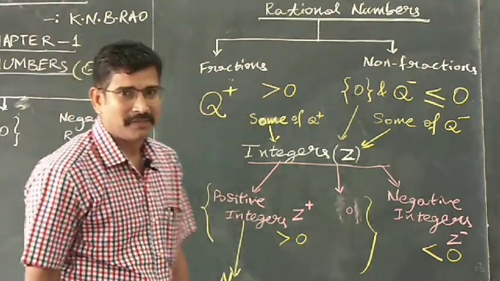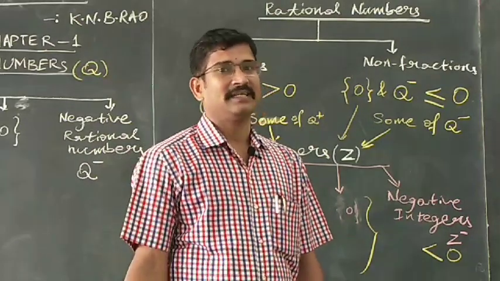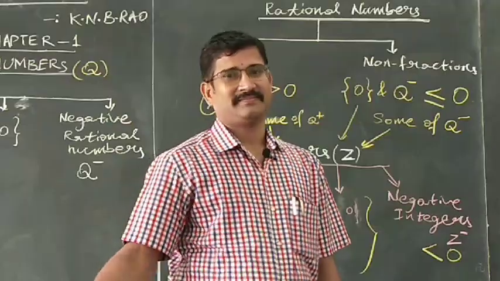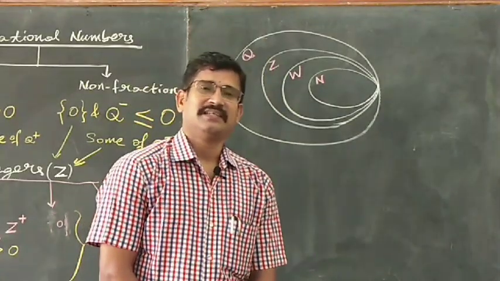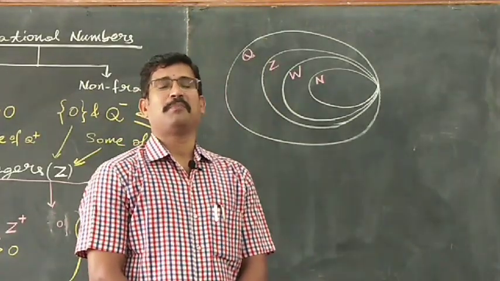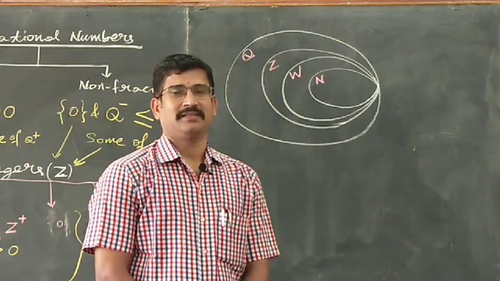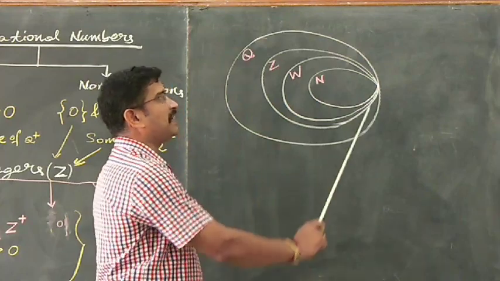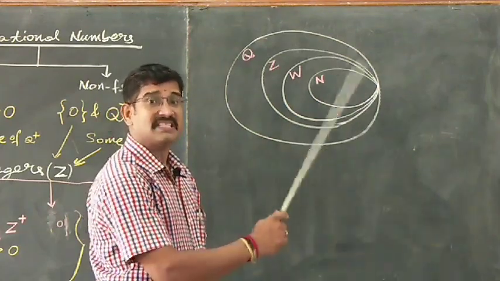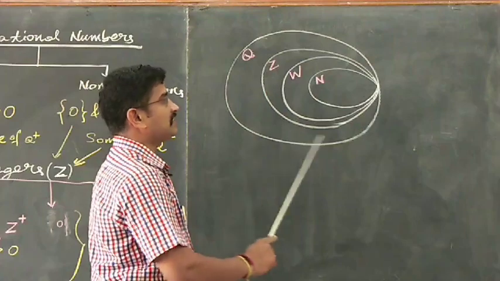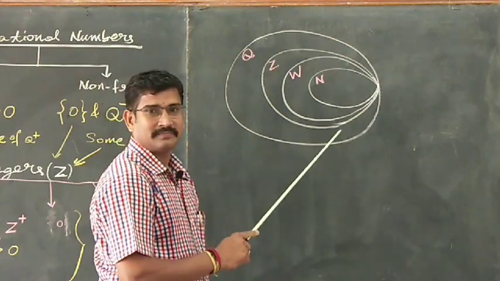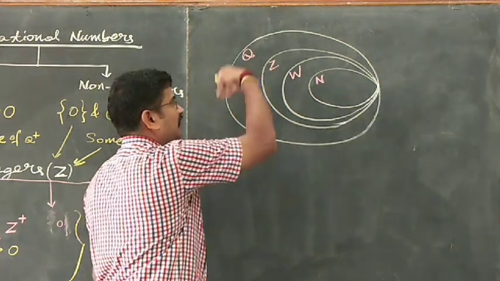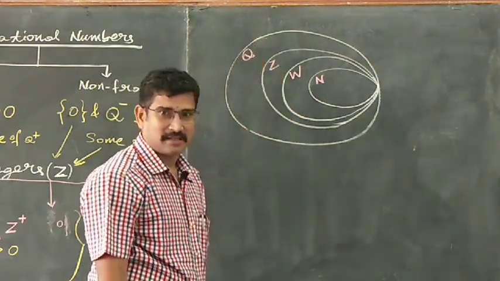So, next, what will we be learning? We will be learning the Venn diagram of the rational number set. Children, now we will see the Venn diagram of the rational number set. See children, here if I consider the rational number set as a big circle, in that big circle integers are a part. Even there are some fractions and some non-fractions in it.